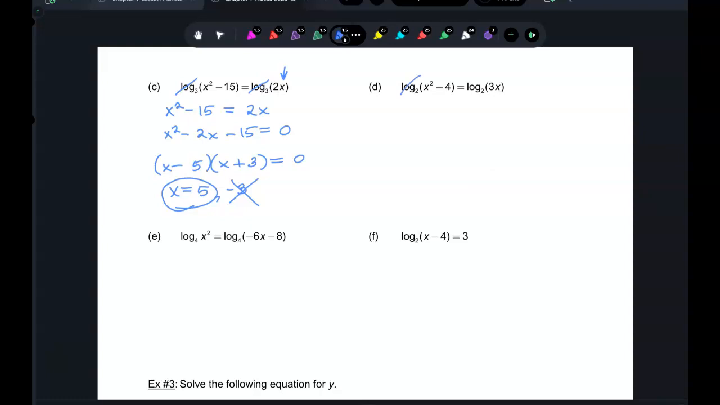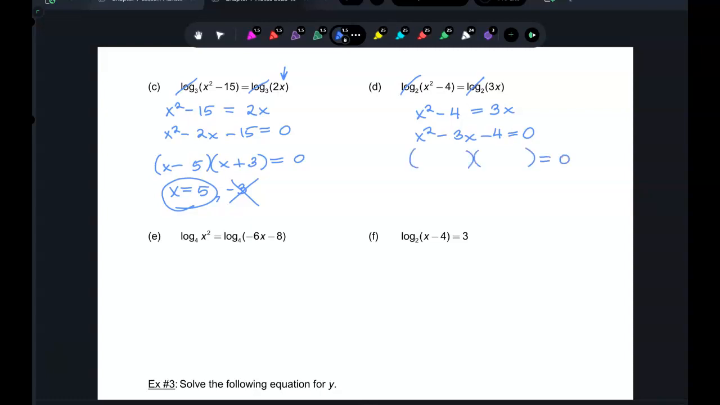Okay, same thing, right? We're going to cross these out. x squared minus 4 equals 3x. So we have x squared minus 3x minus... Wait, the last one I did wrong. It's not x squared minus 15 minus 2x. 5 and 3 don't multiply to 2. No, they add. Negative 5 plus 3 is 2. I should go again.